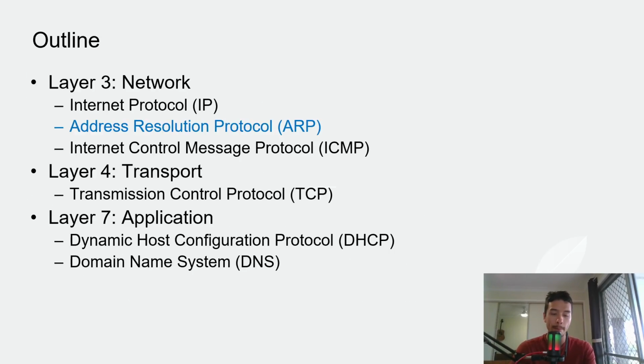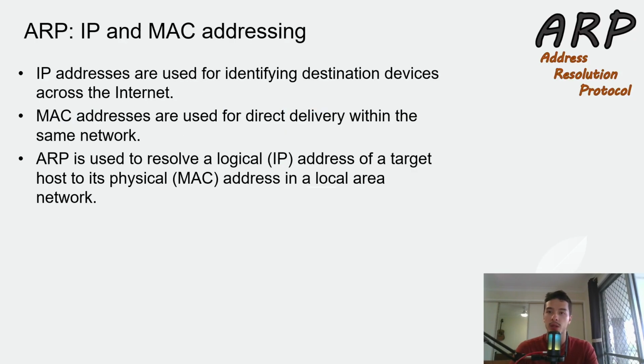Okay. Now the next one we've got is ARP, the Address Resolution Protocol. So ARP is about IP and MAC addressing. IP addresses are used for identifying destination devices across the internet. MAC addresses are used for direct delivery within the same network. So we've gone over this before, but IP addresses are for navigating the networks, and MAC addresses are for finding the specific device on the specific network you're on.